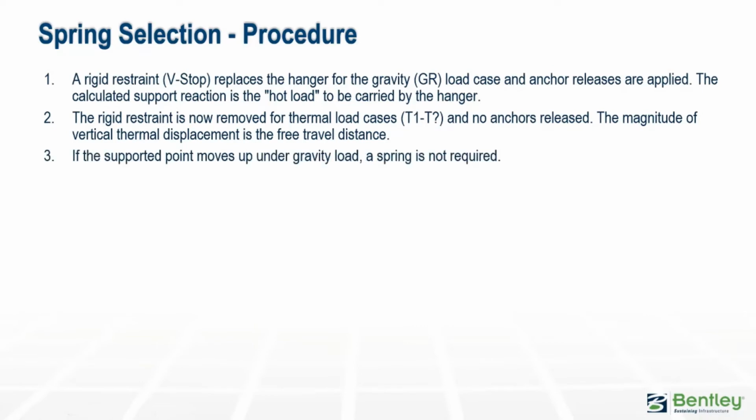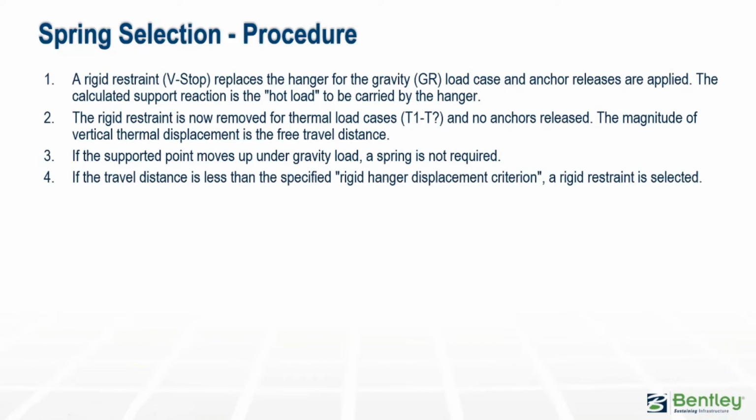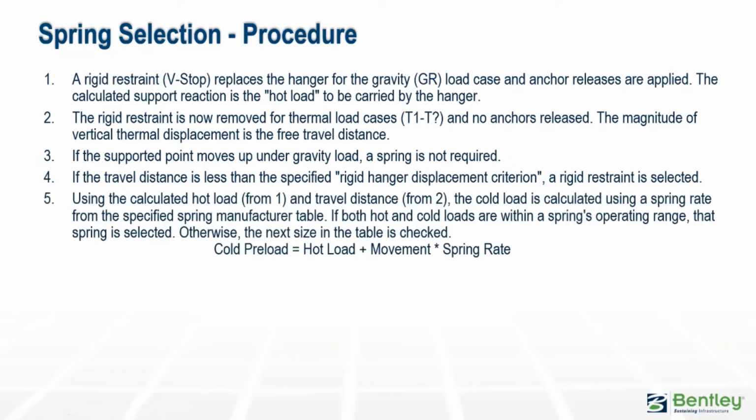If AutoPipe finds that the support moves up under the gravity load, it will report that the spring is not required. And if the travel distance is less than the specified rigid hanger displacement criterion, a rigid restraint is selected. AutoPipe then uses the calculated hot load from step 1 and the travel distance from step 2, and the cold load is calculated using a spring rate from the specified spring manufacturer table. If both hot and cold loads are within a spring's operating range, that spring is reported as a working spring. Otherwise, the next size in the table is checked.